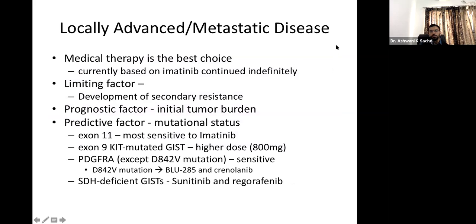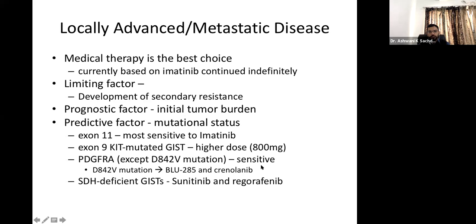So for metastatic and locally advanced disease, imatinib given continuously and indefinitely is the treatment of choice. But the limiting factor for giving it indefinitely is development of secondary resistance to imatinib. Initial tumor burden is a major prognostic factor for locally advanced and metastatic disease, and mutational status is a major predictive factor. Those with exon 11 mutation, as I told, are most sensitive to imatinib. Exon 9 mutations respond with higher dose.